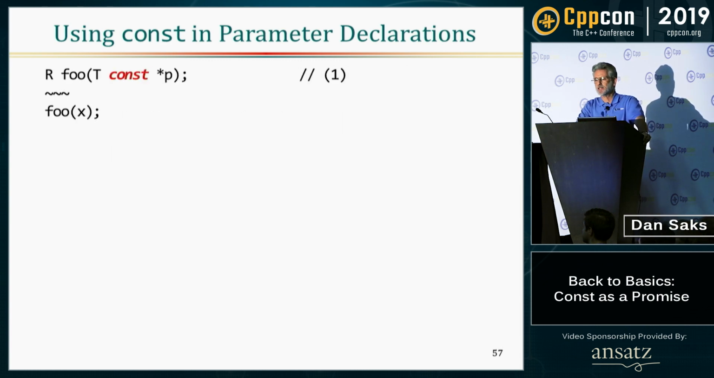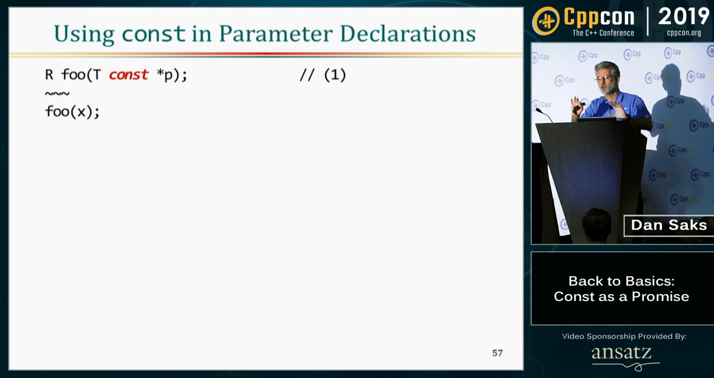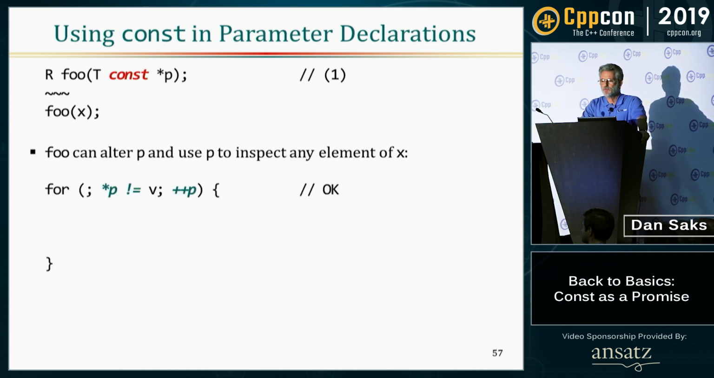One way to do it is like that. Again, I could have said const t, but most of you know I'm an east const guy, so I'm just showing you one of the two possibilities. So what's the consequence of doing that in terms of the behavior of foo? Well, foo is still allowed to alter p.